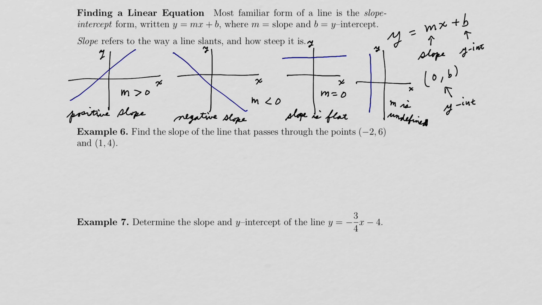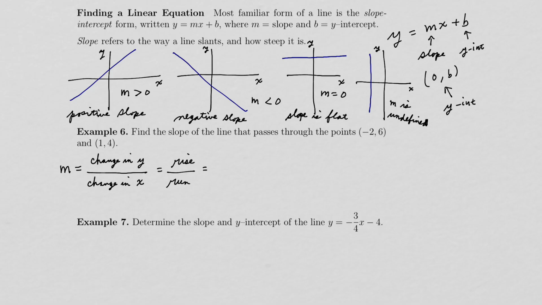Okay, so how do we actually calculate the slope? Let's say we're given 2 points and we want to calculate the slope. Well, remember, we can think of the slope several different ways. We can think of it as the change in the y value, the change in the output, over the change in the x value, the change in the input. Sometimes people write the change in y as the rise and the change in x as the run. So you can think of it as rise over run.